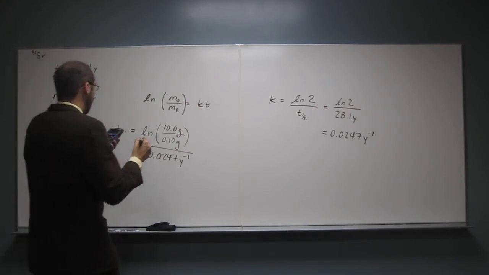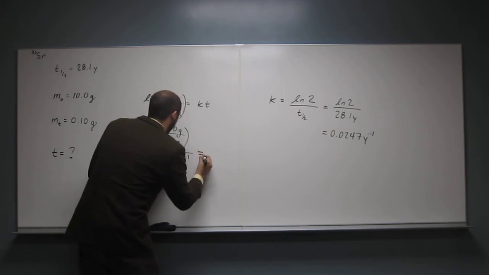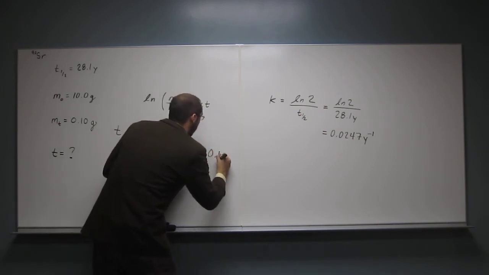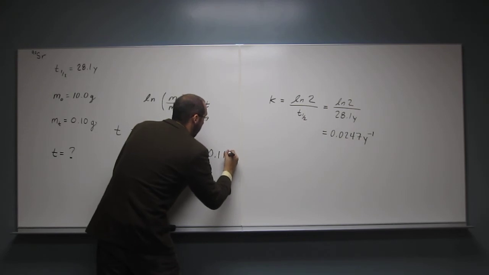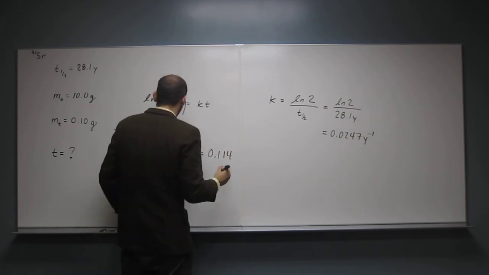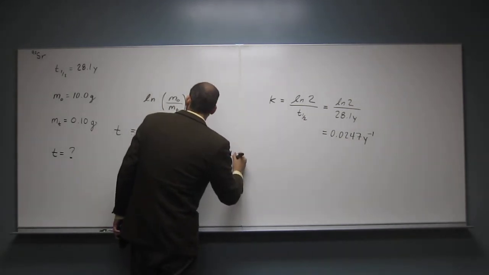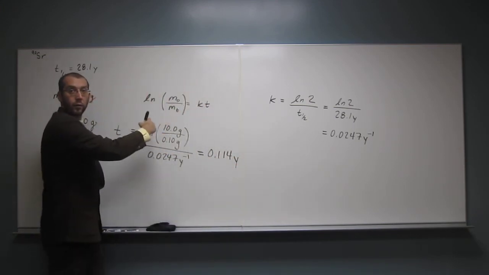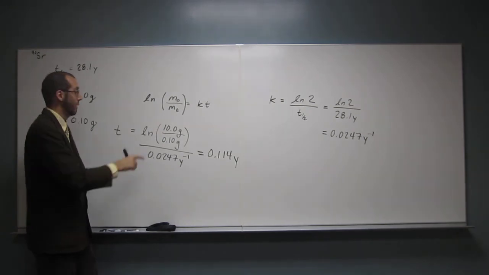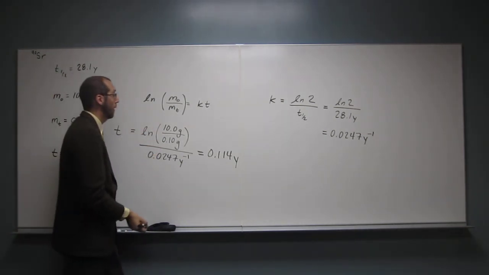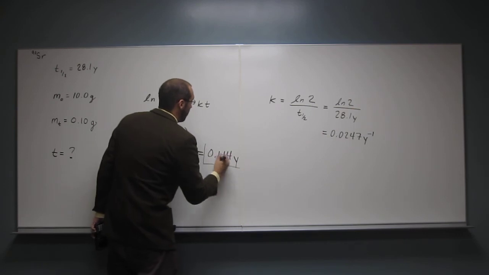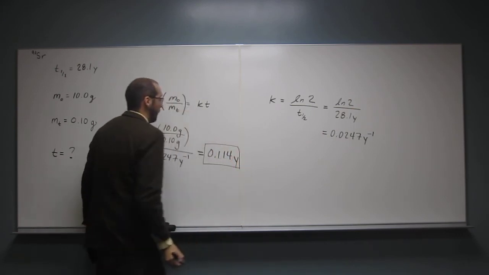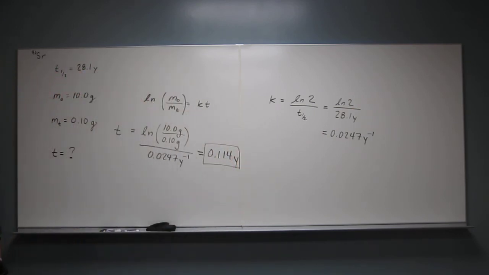So when I do that, I get 0.114 years, okay, because this is per year. We're going to bring it up to the top, okay, because it's 1 divided by 1 year. So that's how many years, 0.114 years, okay? We could take this into a different amount of time, like days.